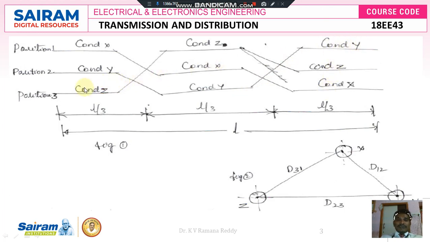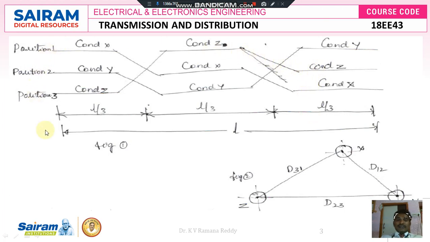Similarly, if you see that conductor Z, which is located at position 3 at tower A, having a length of distance that is L by 3 from tower A to tower B. Again, the position of conductor Z is transposed from position 3 to position 1 at tower B, that is for conductor Z. Again, the position of conductor Z is transposed to position 2 at tower C.